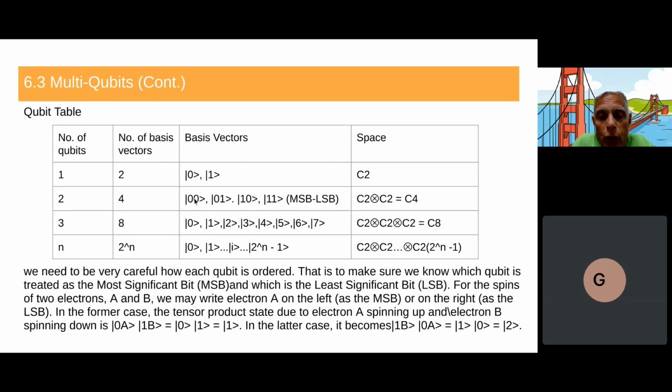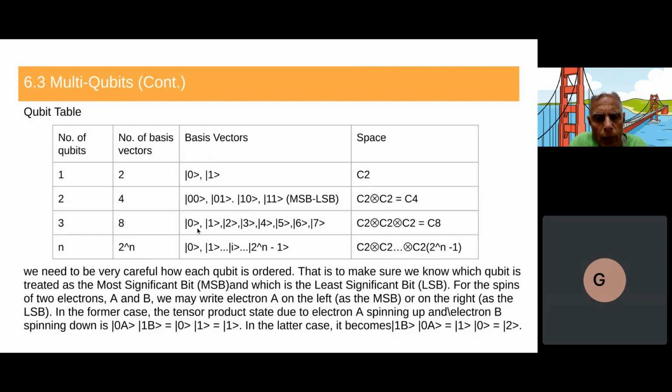Same way here, we have to understand that when we talk about 4 qubits, we are talking about 4 basis state vectors, and which one is the MS bit? This is the MS bit and this is the LS bit. And when you do the tensor product, you will get C2 times C2, which is C4. Same way for 3 qubits, C8, and here we have written binary 000. Instead of that, to simplify the notation, we use decimal.